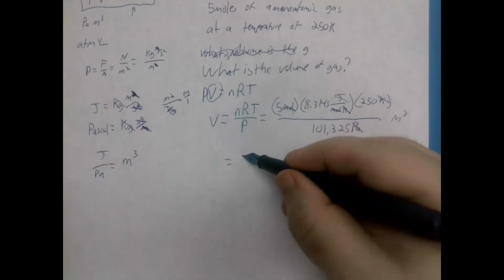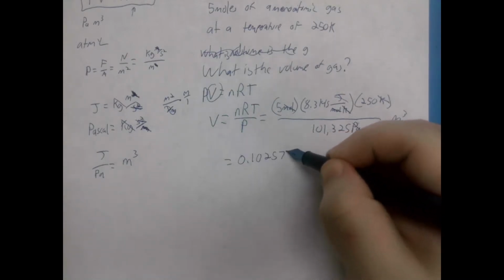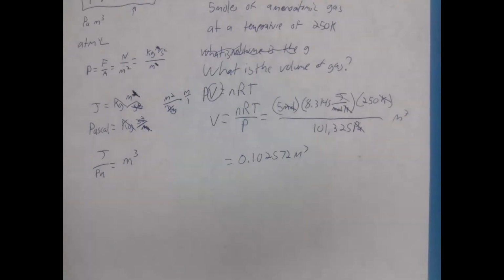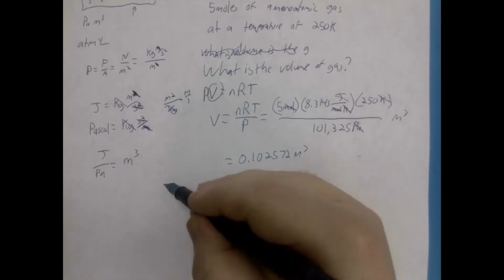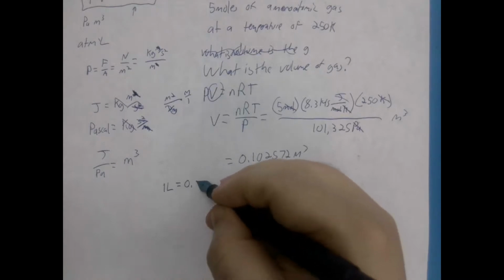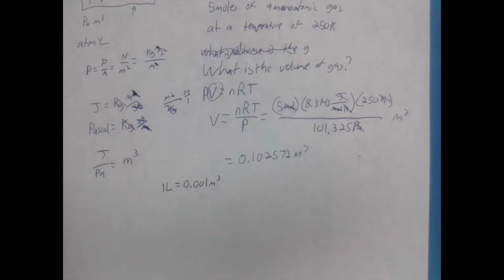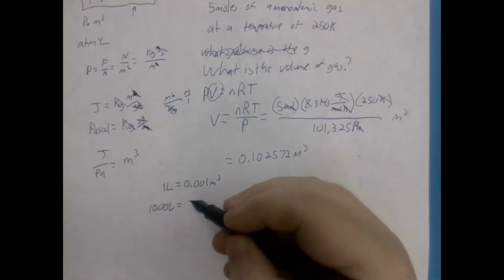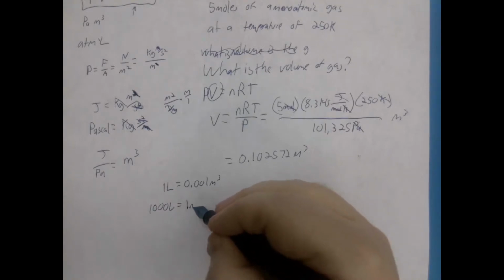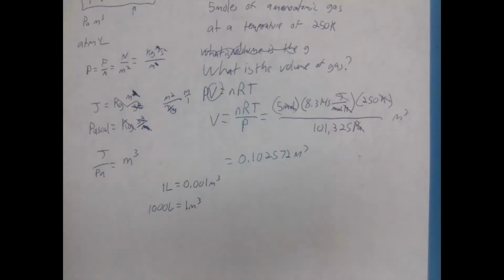And thus this would have a volume of 0.102572 meters cubed. If you're curious, a liter to cubic meter: 1 liter is equal to 0.001 cubic meters, or 1,000 liters is equal to 1 cubic meter. So this is about 100 liters. Very large amount of gas.